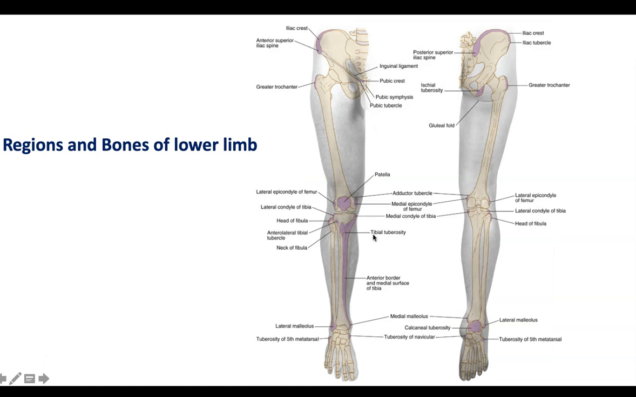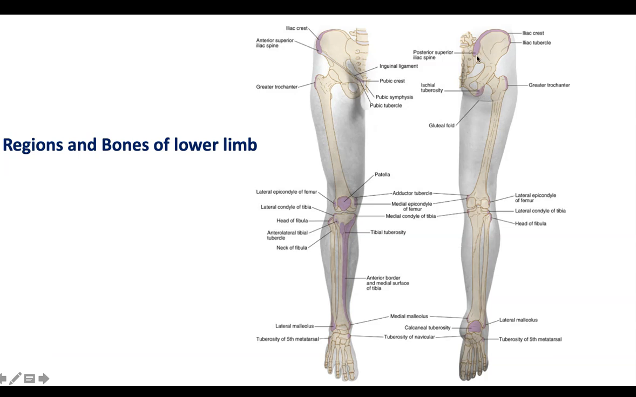For the purpose of description, we divide the lower limb into 6 regions. The regions of the lower limb are the gluteal region, which overlies the posterolateral aspect of the hip bone and consists of large gluteal muscles, then the femoral region or thigh region, then the knee region, then the leg, then the ankle and foot.